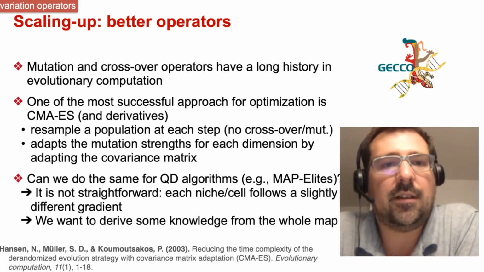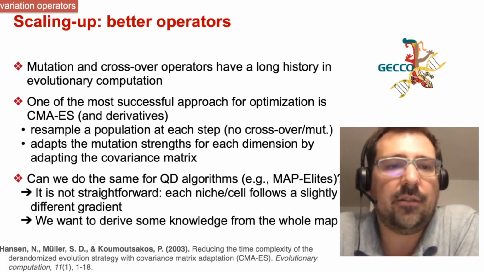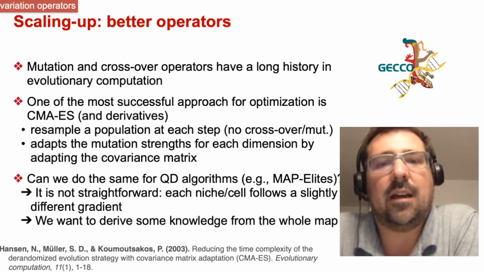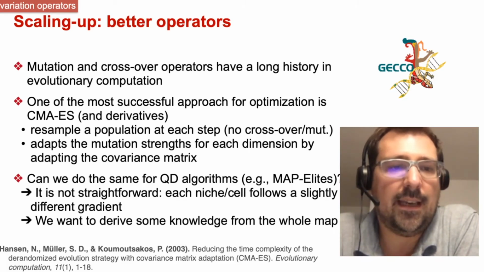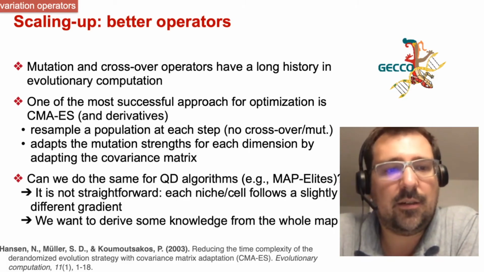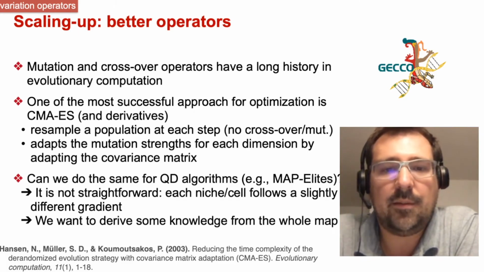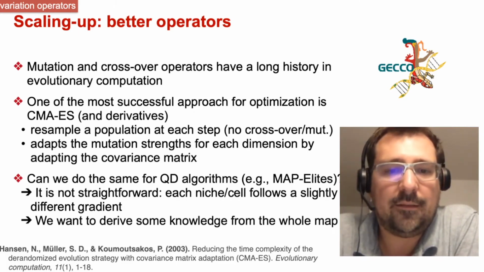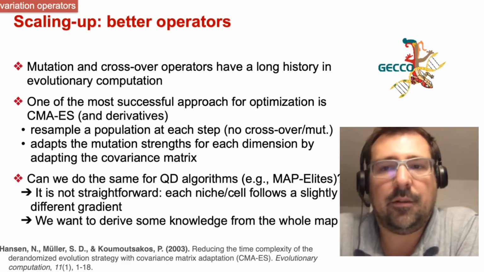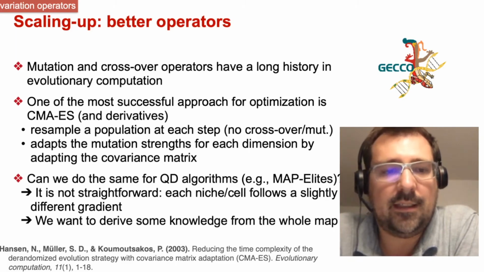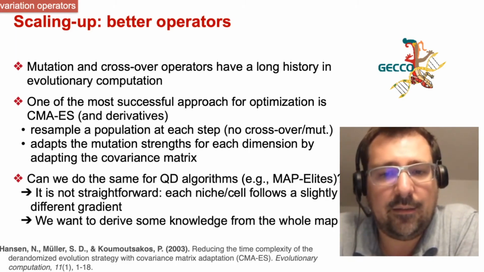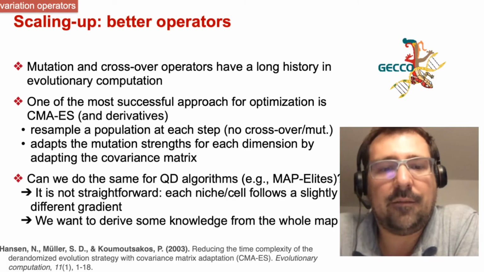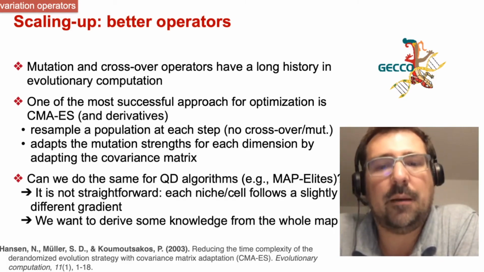So of course, mutation and crossover have a long history in evolutionary computation, and you probably know that one of the most successful approaches for optimization is CMA-ES, which is interesting because it resamples a population at every step, does not really use crossover or mutation, and it adapts the mutation strength for each dimension by adapting a covariance matrix. So something that people have been talking a lot about in your community is, can we do the same for quality diversity algorithms? Like, can we do something that mixes the idea of CMA-ES with MAP-Elites?